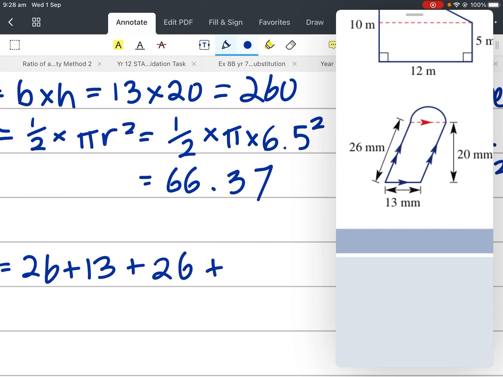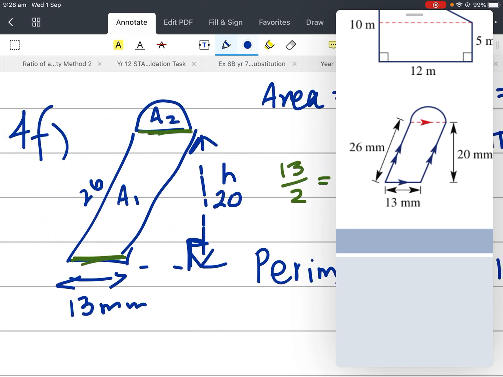Remember rules of parallelograms. Opposite sides, like these, are parallel, but they're also the same length. So that one is also 26. Okay, bottom one is 13. Alright, so we need the curved part now.